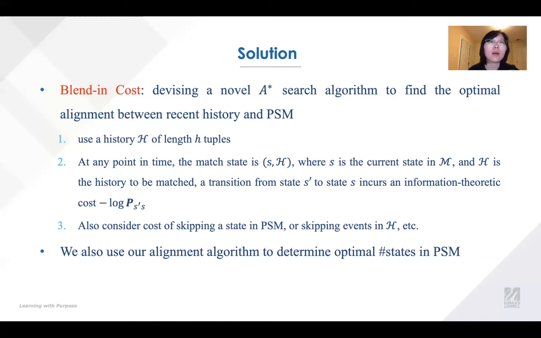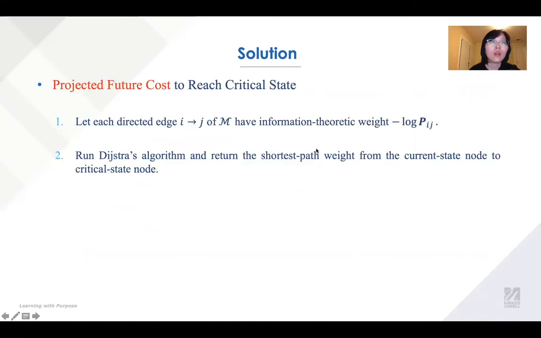We maintain a min-heap priority queue, and when expanding the search path, the algorithm explores all 3 plans and maintains the optimistic lower bound of future matching cost by summing up the match cost. And we also use our alignment algorithm to determine the optimal number of states in the PSM. The second cost is the projected future cost to reach the critical state.